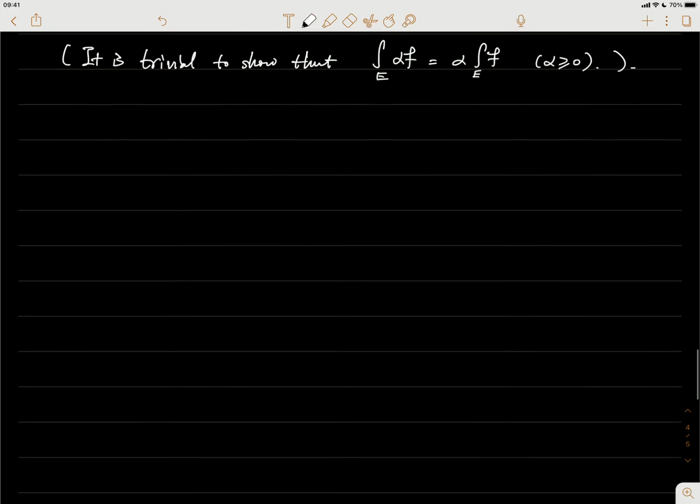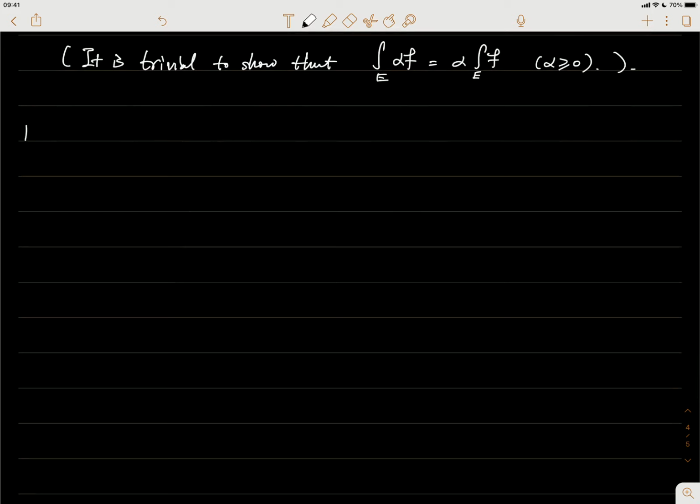So now let's look at one example. Suppose we have two functions f and g. They're both non-negative measurable functions, and the two functions agree almost everywhere. Then their integral must be the same as well.